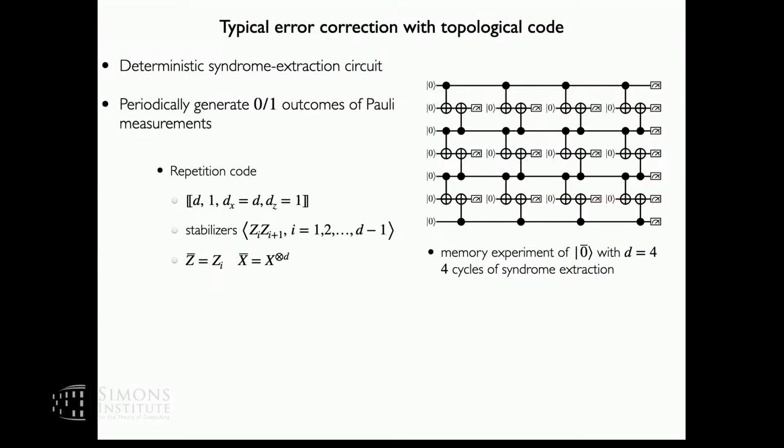The goal of this memory experiment is we don't want to introduce a logical X error. And the logical X operator will be transversal X acting on each data qubit. Our goal is to not let that happen.